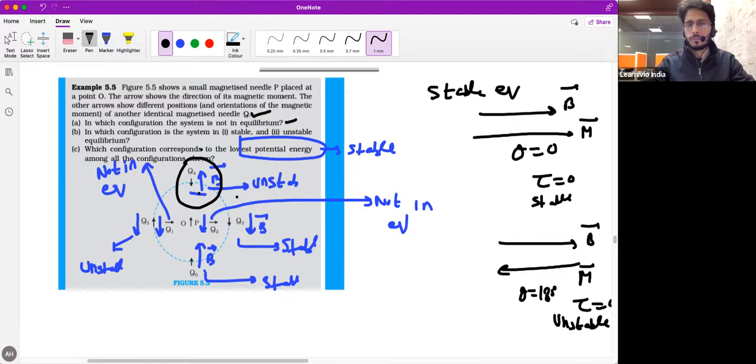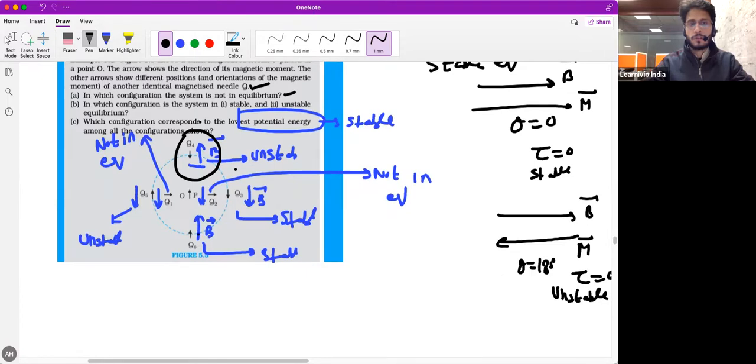Yes, sir, the magnetic field due to Q4 is downwards. But we don't need the magnetic field due to Q. Basically, we need the potential energy of Q. The potential energy of Q cannot be due to its own magnetic field. It will be due to P only. Okay, sir.